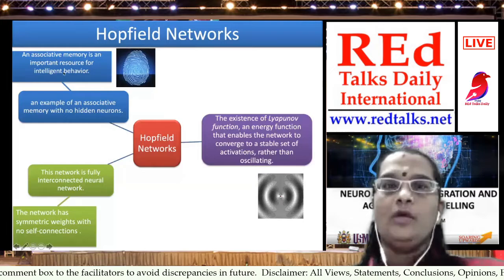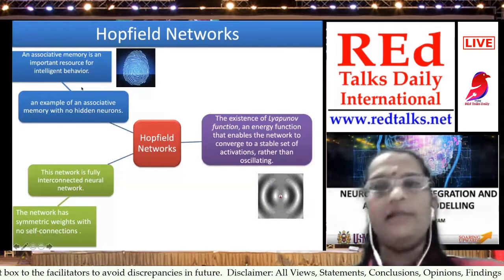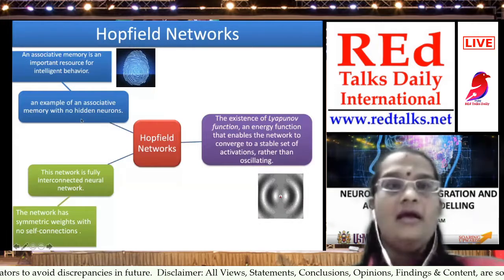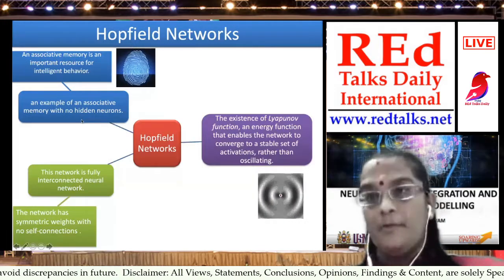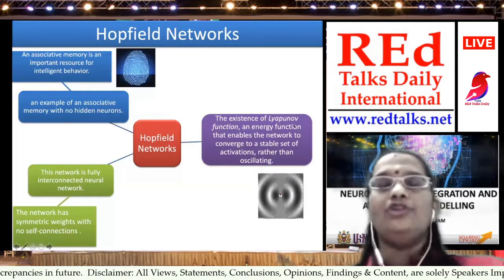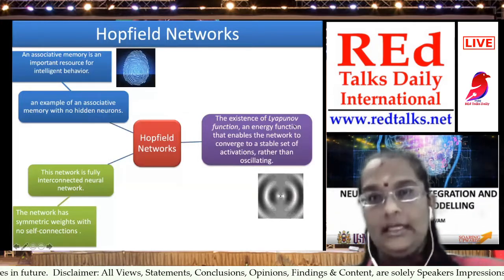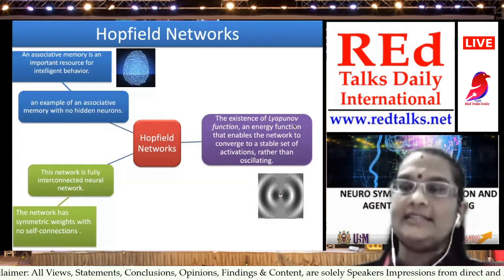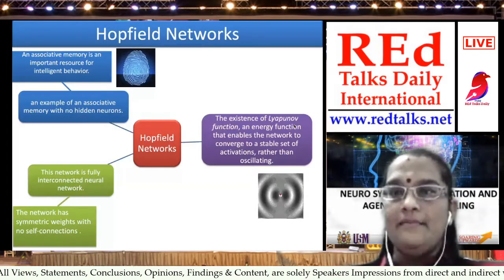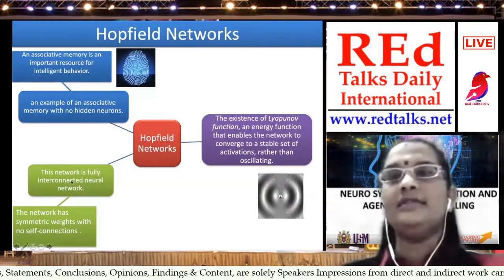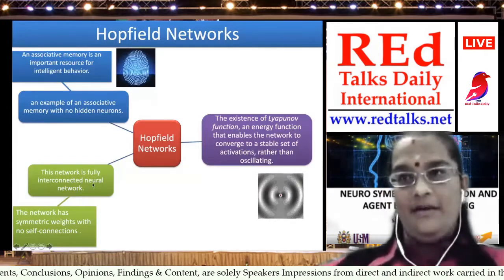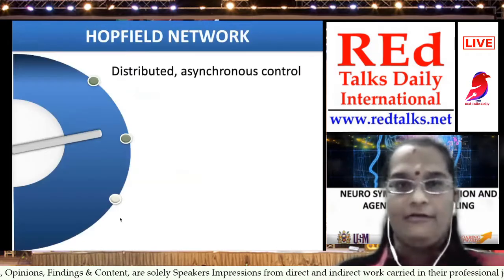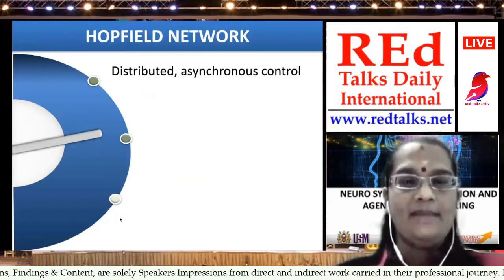So I'm working on the Hopfield network, which is an associative memory, an important resource for intelligent behavior. For example, the thumbprint problem is a pattern recognition problem and is usually associated with the Hopfield network. In the Hopfield network, there is an energy function known as the Lyapunov energy function. This energy function needs to be minimized in order for the neurons to rest into a global minima value. This Hopfield network is a fully interconnected type of neural network, and the network has symmetric weights.